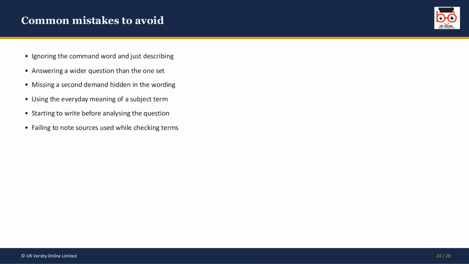And a few common traps to sidestep: ignoring the command word and simply describing, answering a wider question than the one actually set, missing a second demand hidden in the wording, falling back on the everyday meaning of a subject term, starting to write before you've analysed the question, and forgetting to note the sources you used while checking terms. Being aware of these makes them far easier to avoid.